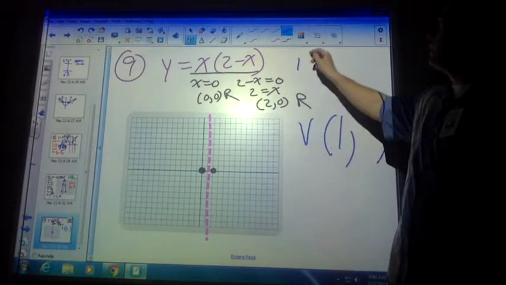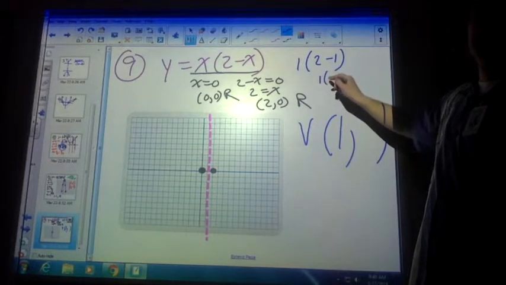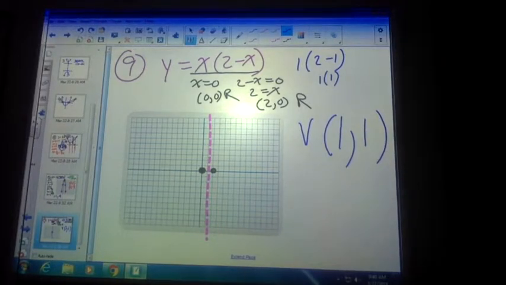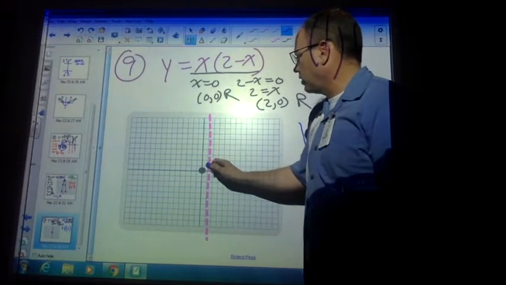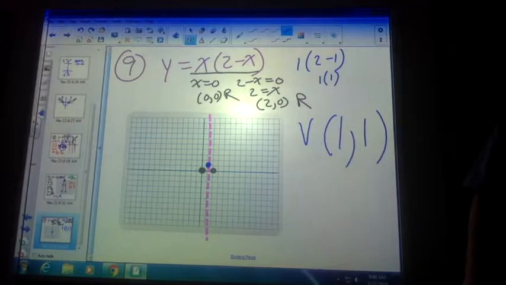So I get 1 times 2 minus 1. What's 2 minus 1? 1 times 1 is, what's my vertex? 1 comma 1. Wait a minute, Mr. Sharp, this one looks like it's going to open upside down. But your x isn't negative.